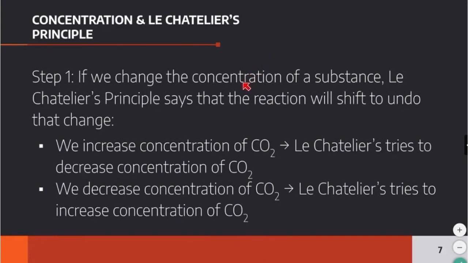Step one. Let's say we change the concentration of a particular substance. Le Chatelier's principle says the reaction will shift to undo that change. So suppose we increase the concentration of CO2, carbon dioxide. Le Chatelier's principle says the reaction will shift to try to decrease the concentration of CO2. Since we increased CO2, Le Chatelier says the reaction will shift to decrease CO2, to undo what we did to it. What if we took away CO2? We decrease the concentration of CO2 in a reaction. Le Chatelier's principle wants to undo it, so it'll try to increase the concentration of CO2.